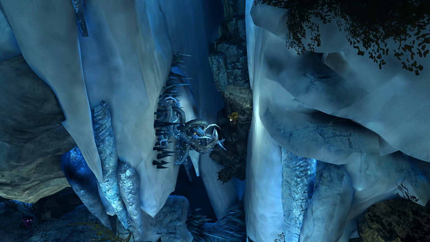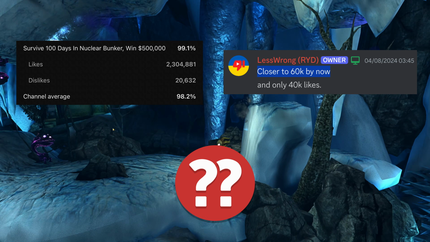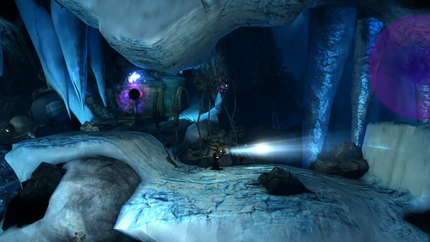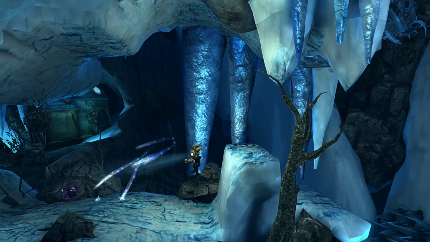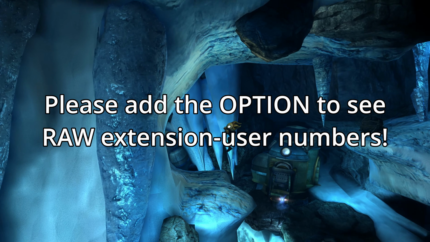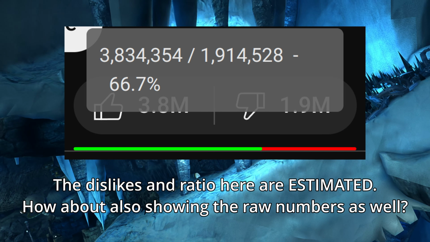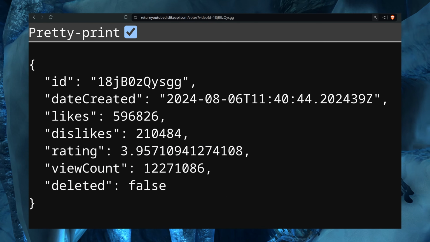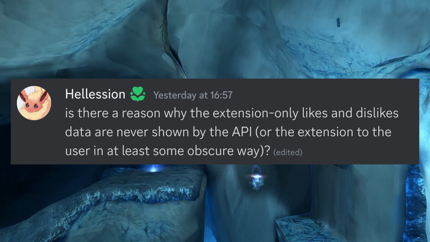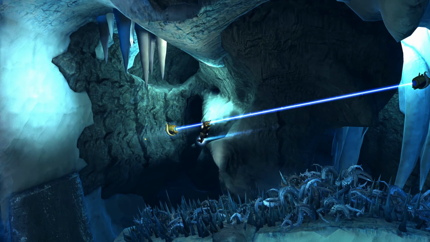It's very important that this is explained somehow, because this discrepancy between YouTube's and extension's raw numbers makes the extension look extremely unreliable. Like, how are you supposed to believe this extension if YouTube completely contradicts the amount of dislikes a video has? Another important point is that this extension should show the raw numbers. Why is it that there is no information about the raw number of extension-only likes and dislikes, not just in the user interface, but in the fucking API? When I asked the creator why this information isn't shown, they said there was no reason. It just wasn't implemented. This extension is almost 3 years old, by the way.